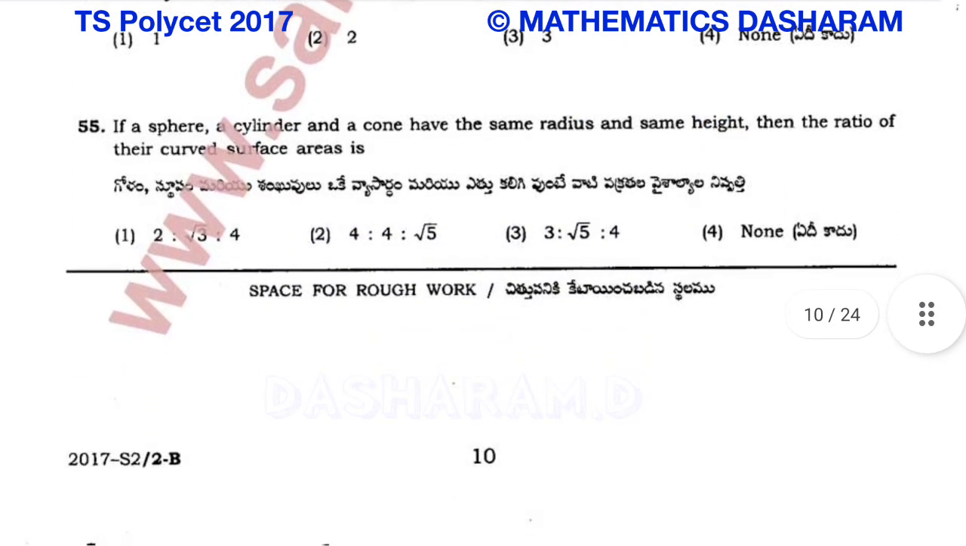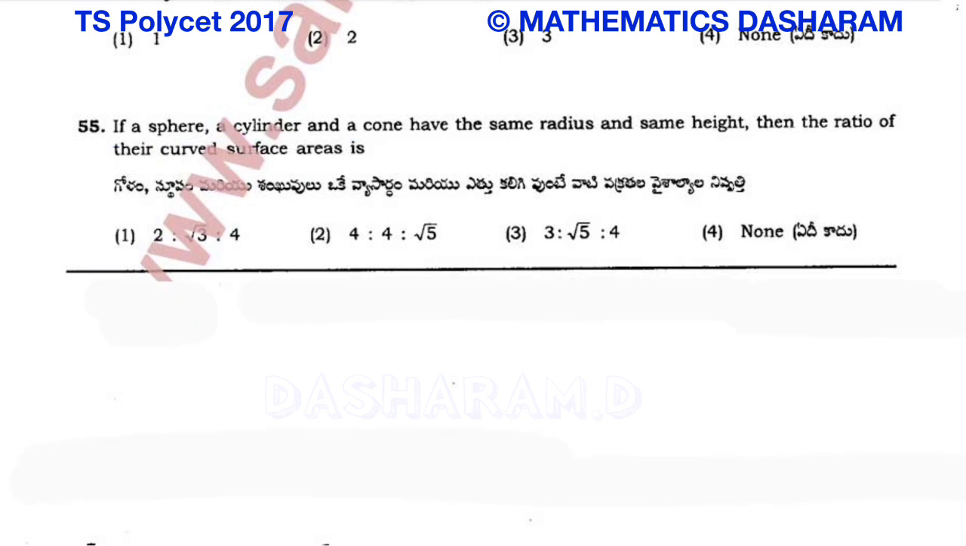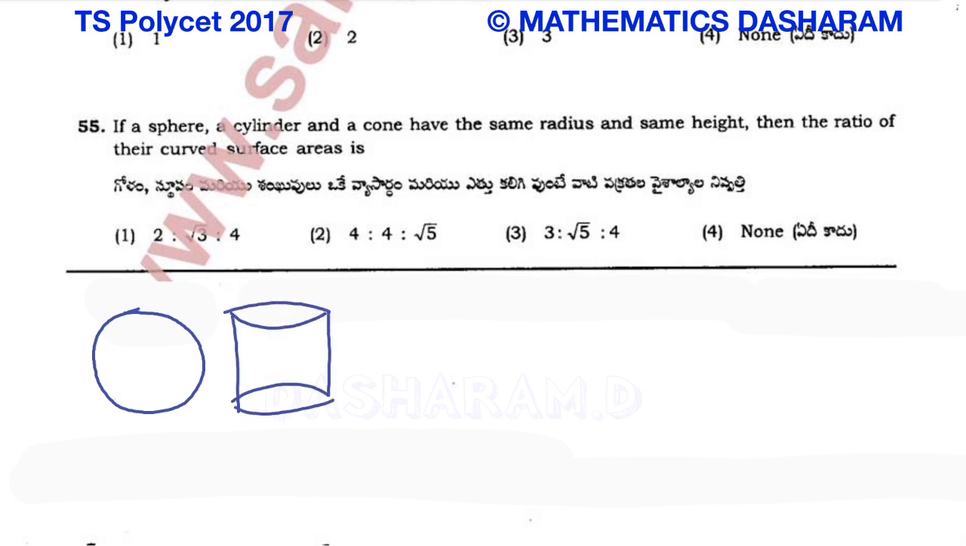Next 55th question. If a sphere, cylinder and cone have the same radius and the same height, then the ratio of their curved surface areas is. So first is sphere, next is cylinder, next is cone.